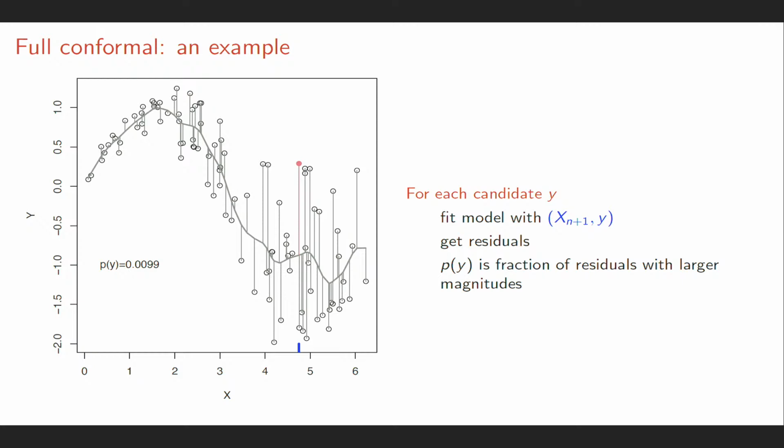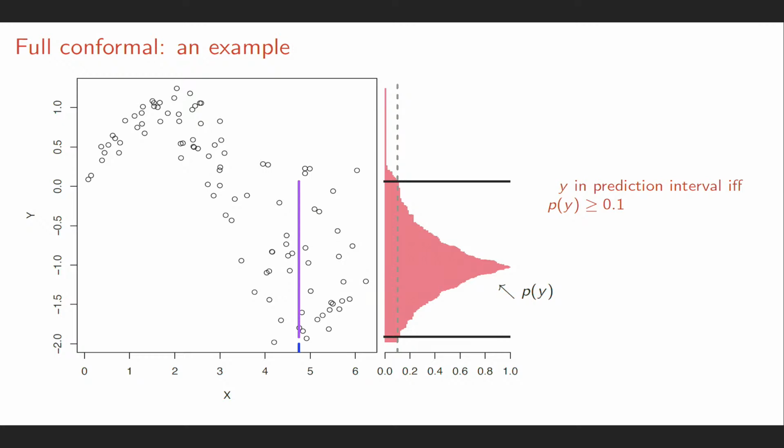And so at the end of the day, what I have is that for each proposed value of y, I have how large the residual is when I compare it with the others. So I have these p-values as a function of y that are drawn. And the way you're going to build a prediction interval is very simple.